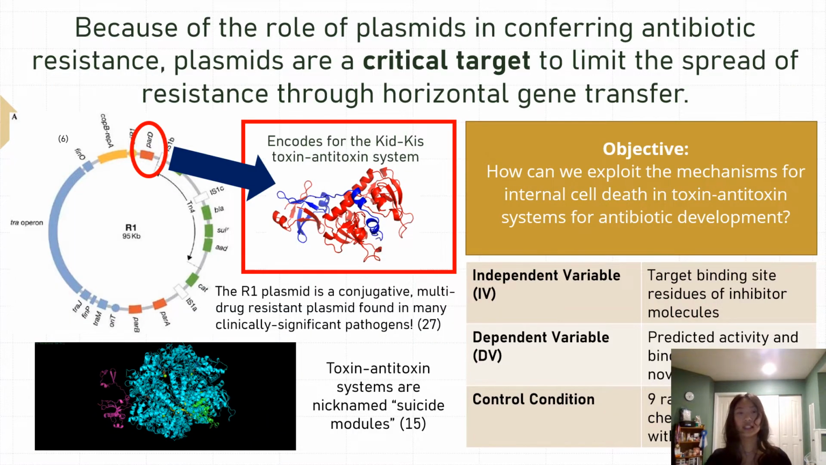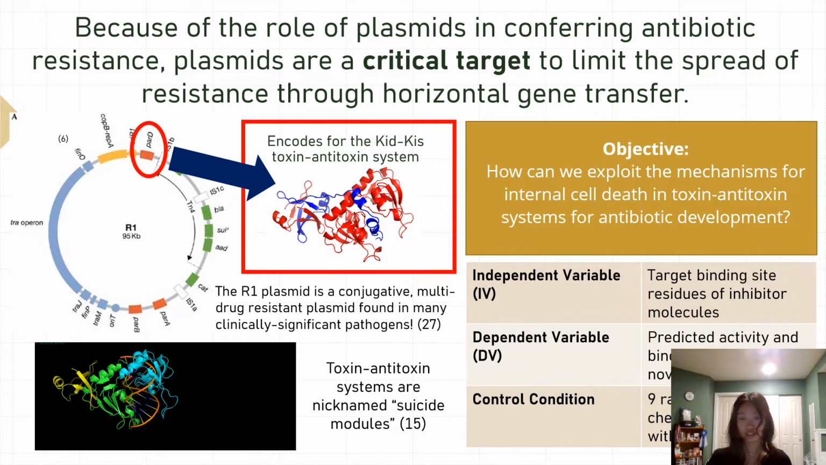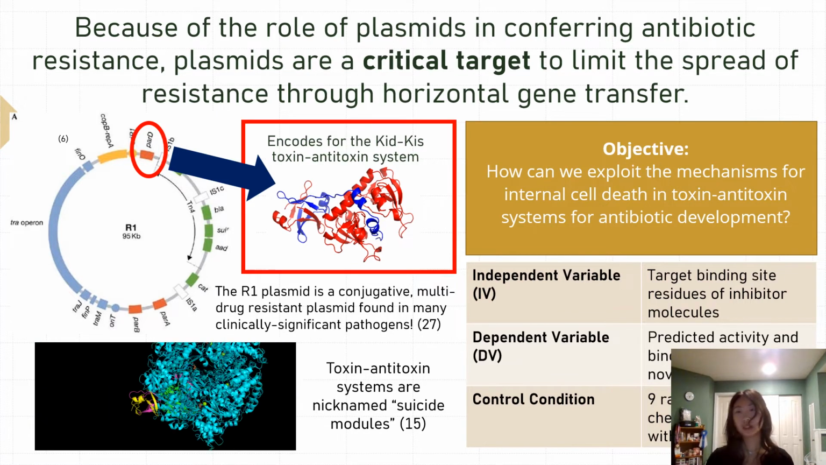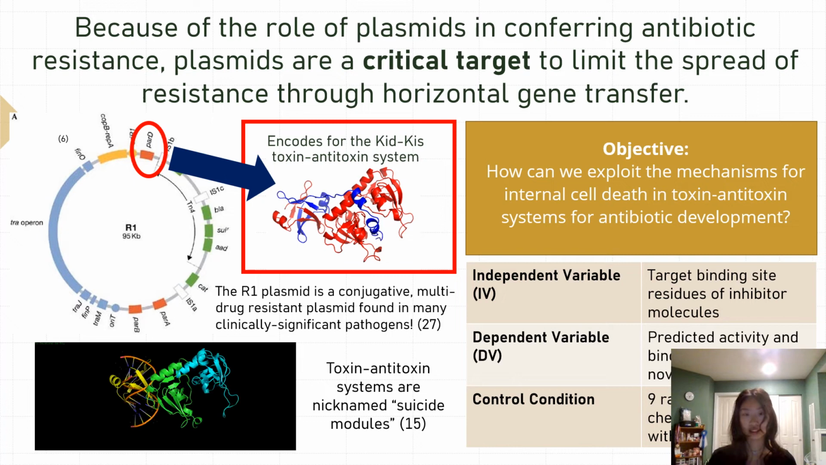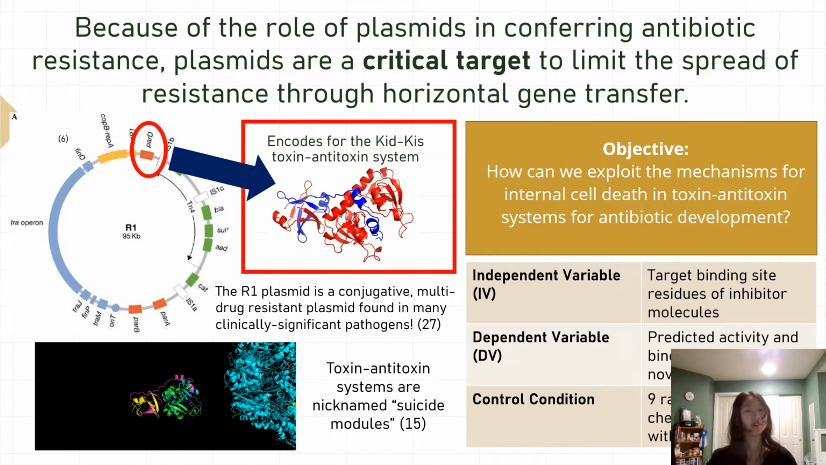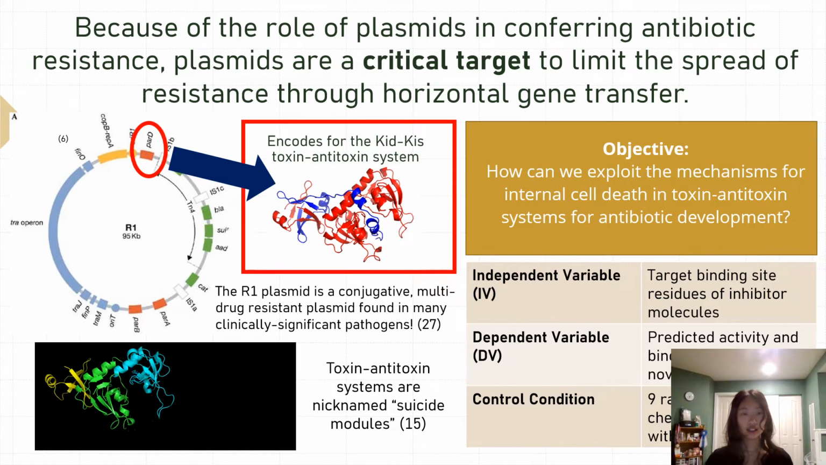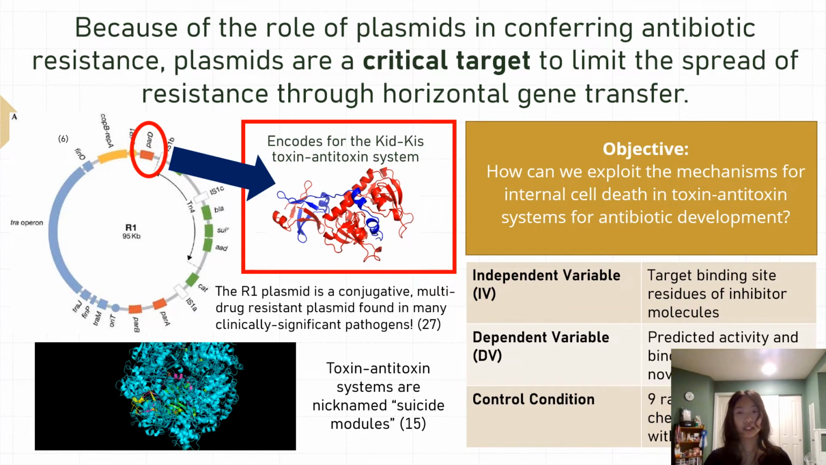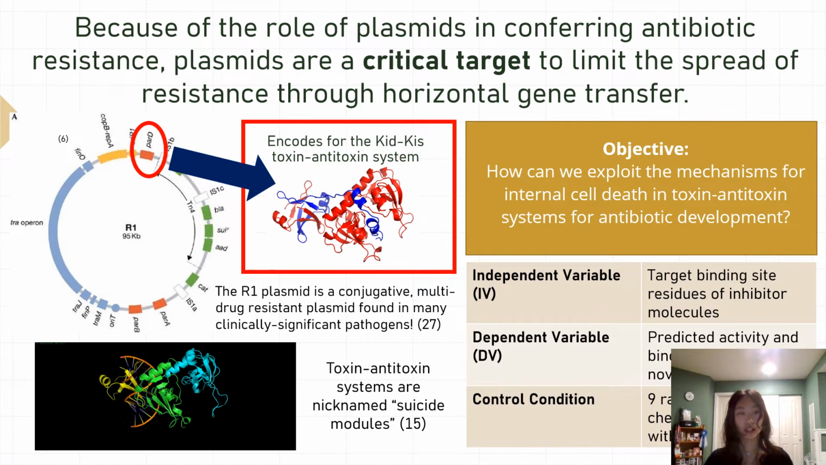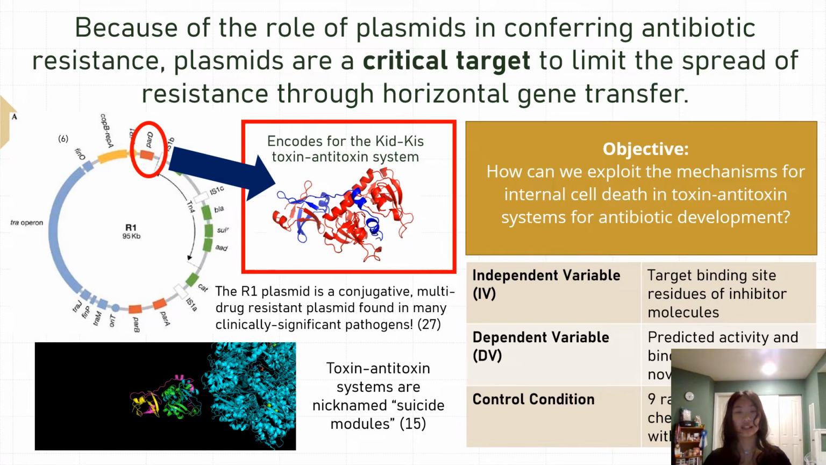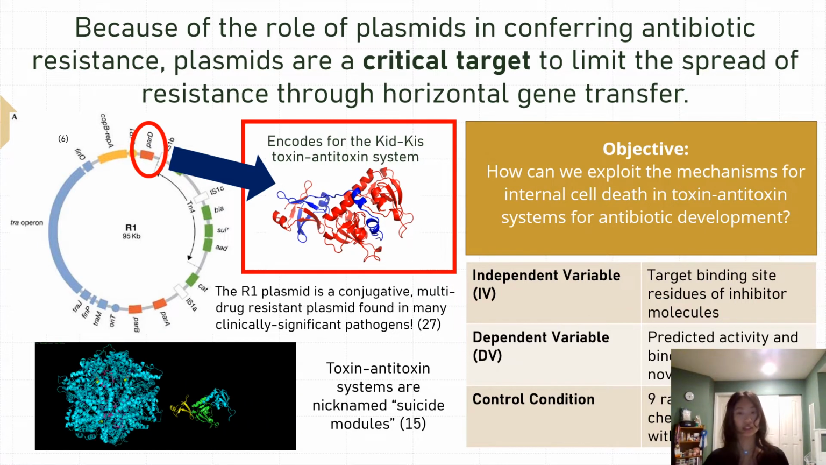But the problem is, plasmids don't contain any vital cellular processes, which is why it's been difficult for us to target them for antibiotic development. However, many resistance plasmids do contain a lethal system called toxin-antitoxin systems that have been nicknamed suicide modules because of their role in causing cell death in the bacteria through an internal mechanism.